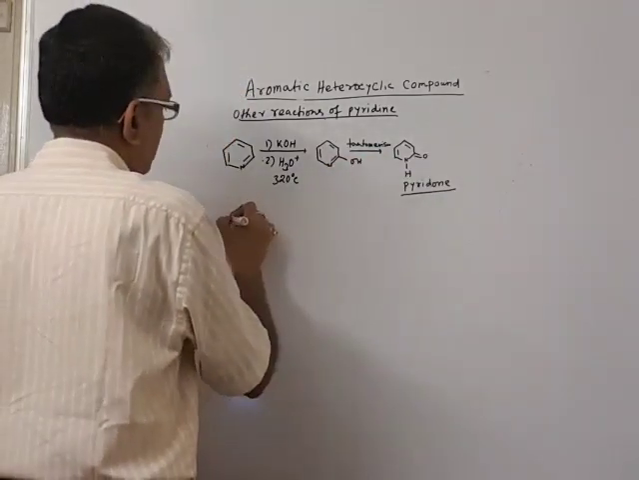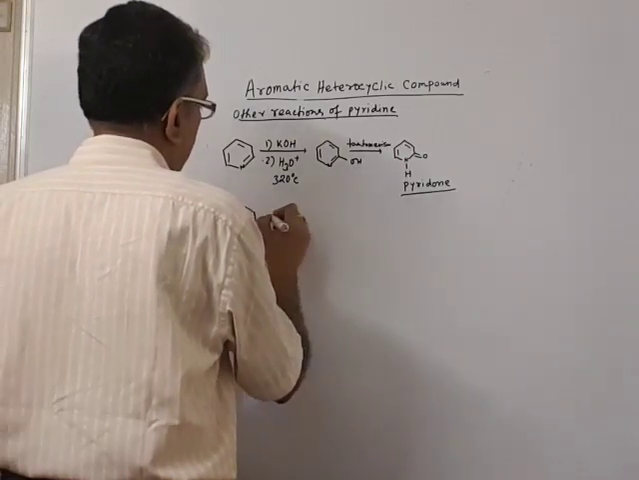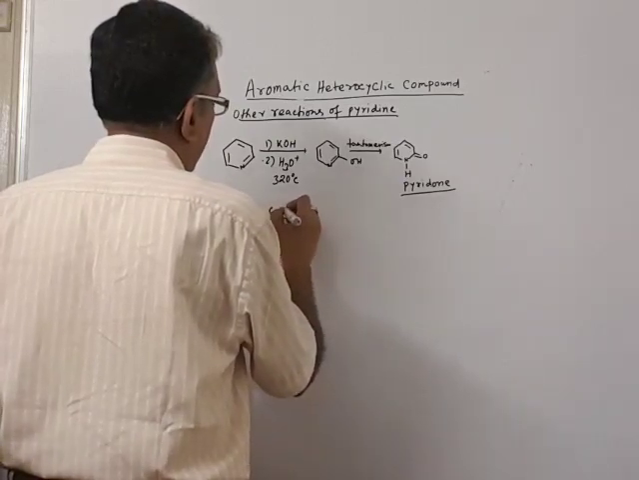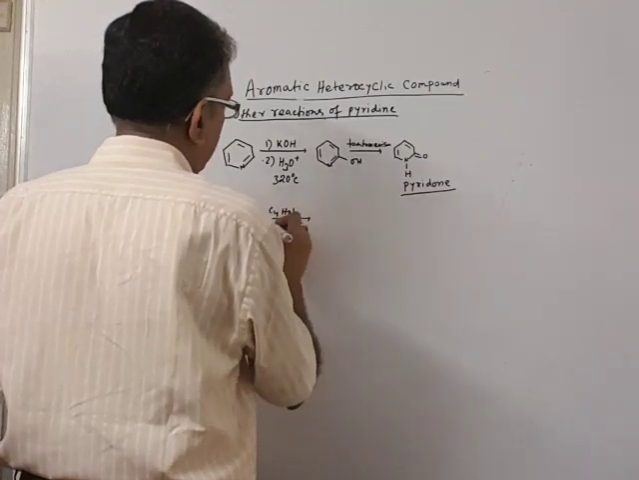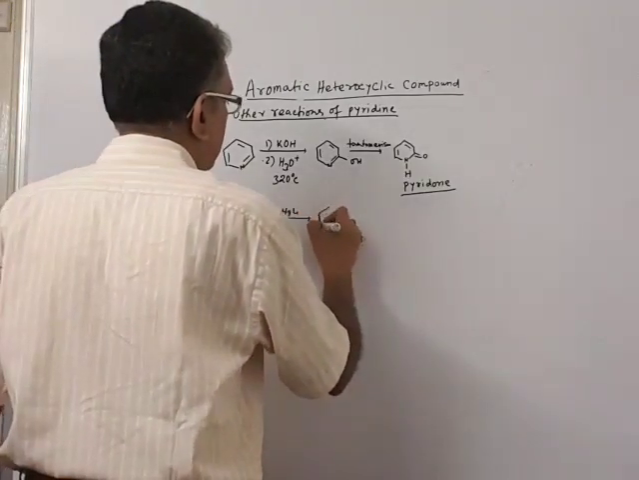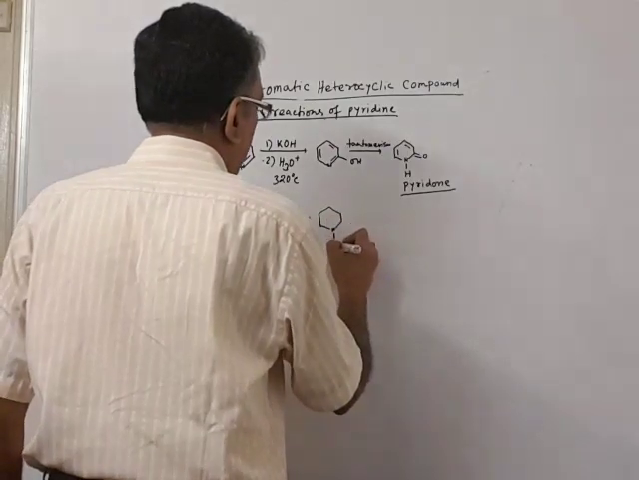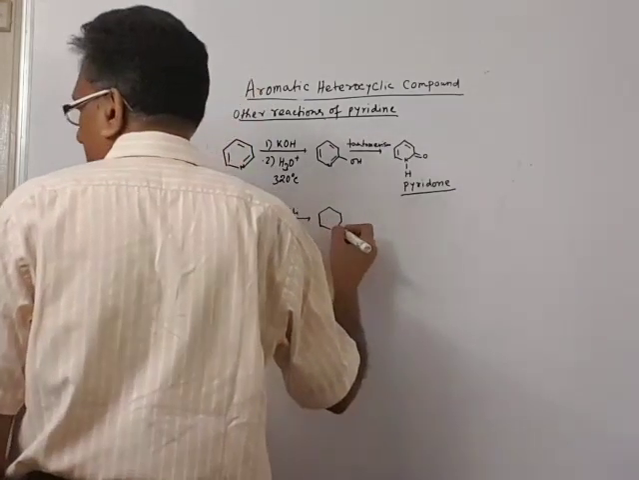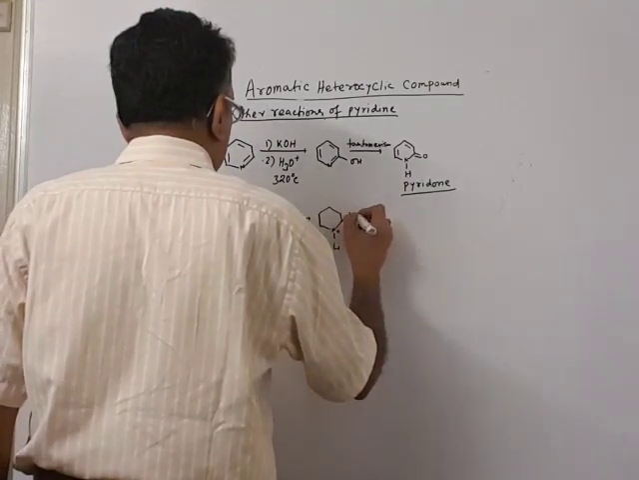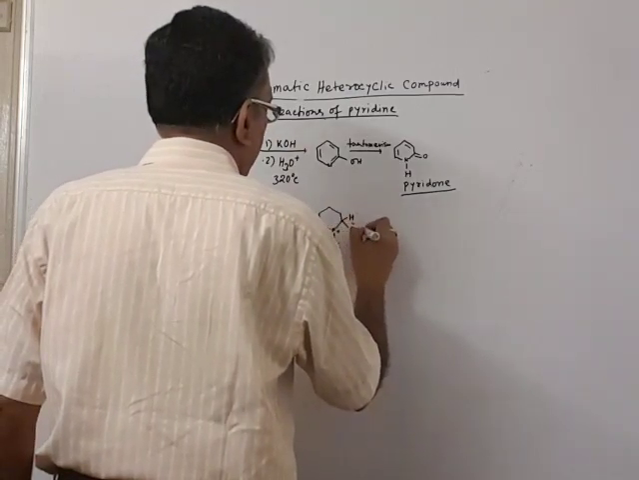Again, when pyridine is treated with C4H9Li, tertiary butyl lithium, the intermediate product is formed with Li and H, and C4H9.